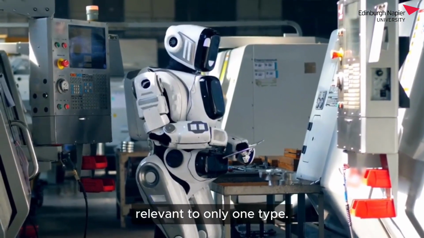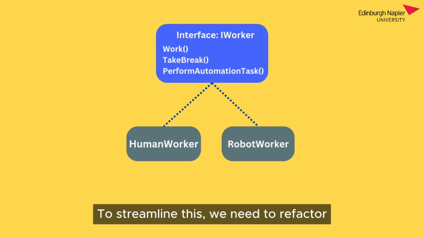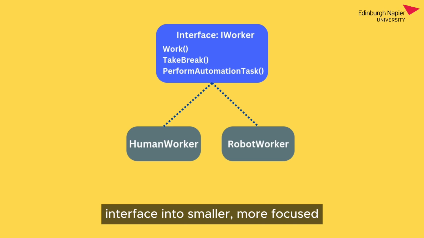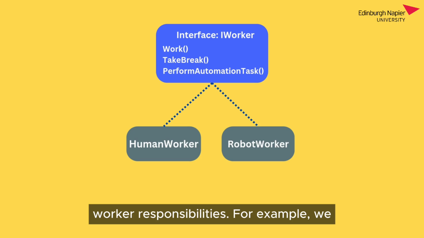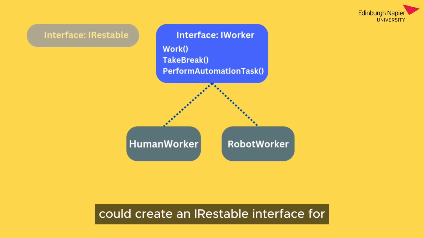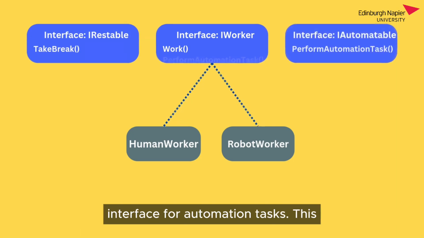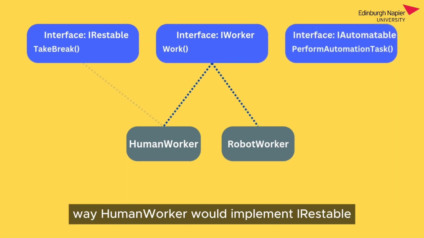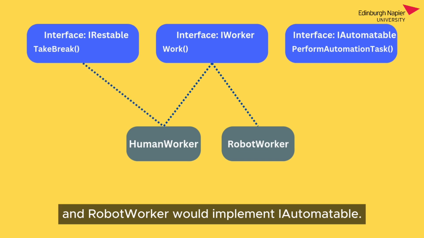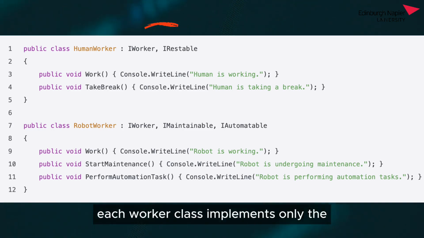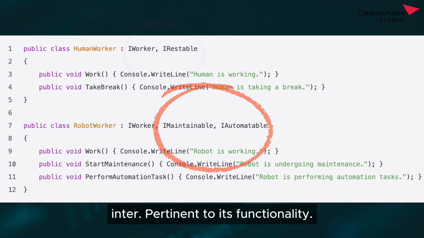To streamline this, we need to refactor our approach by breaking down the IWorker interface into smaller, more focused interfaces, each aligning with specific worker responsibilities. For example, we could create an IRestable interface for break-taking methods and an IAutomatable interface for automation tasks. This way, human worker would implement IRestable, and robot worker would implement IAutomatable. By doing so, each worker class implements only the interfaces pertinent to its functionality.